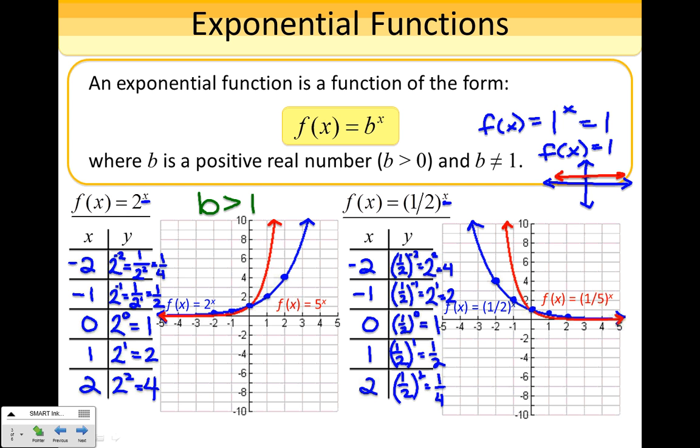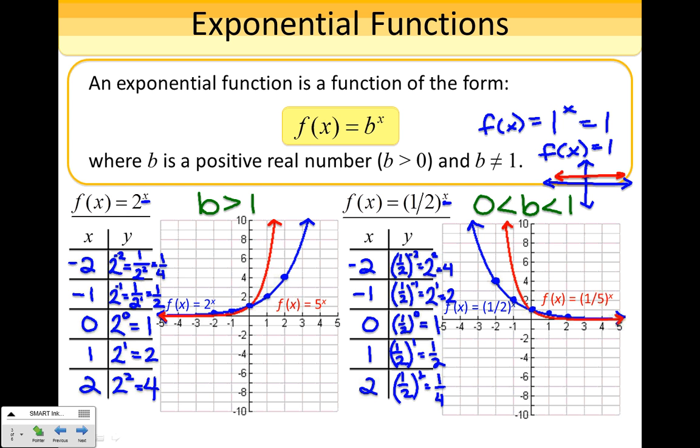Okay. In the graphs on the right, both of our b values were between 0 and 1. So they're fractions. 1/2 is less than 1, but it's also greater than 0. 1/5 is less than 1, but it's also greater than 0. So we have two cases that we're looking at.